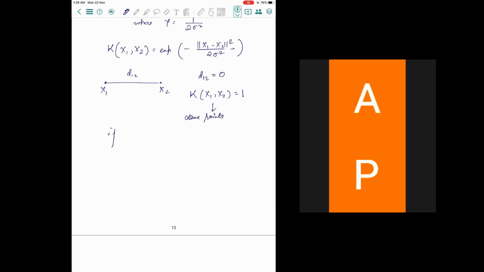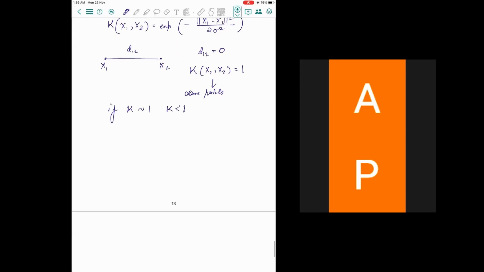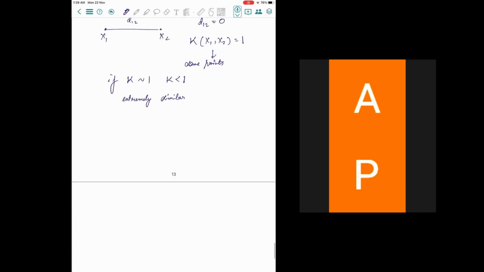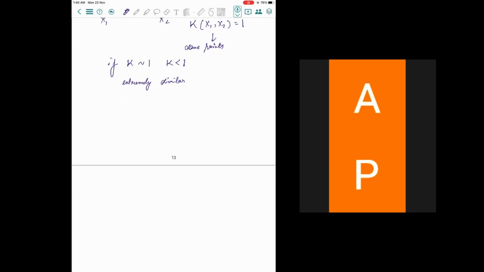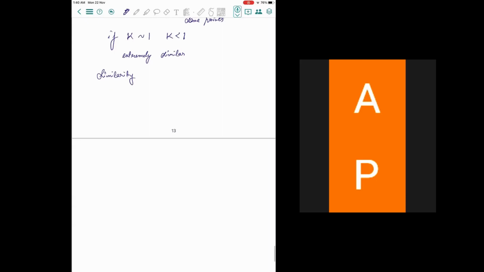If the kernel function is close to 1 but less than 1, then that would indicate that these points are extremely similar. When these points are separated by a large distance, then the kernel value is less than 1 and close to 0, which means the points are dissimilar. And hence, this kernel helps us to compute the similarity between related points. Sigma here is our variance term and our hyperparameter.